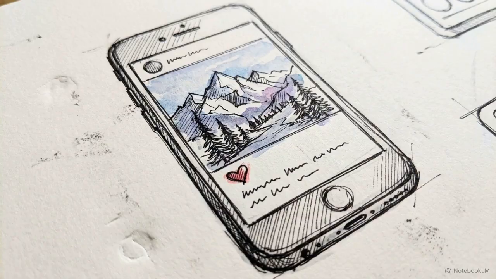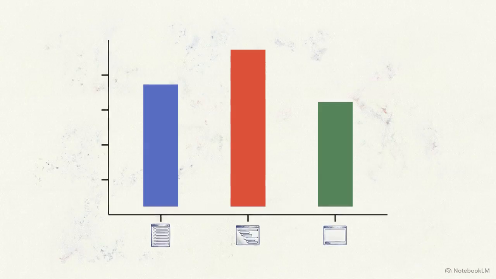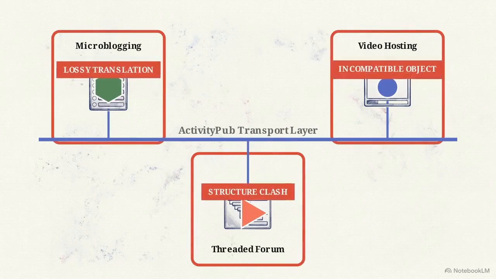A Pixelfed image, a Bookwyrm review, and a Lemmy forum post distribute data differently. They cannot be analyzed using the same node metrics. The Fediverse is an illusion. It is a collision of incompatible software ecosystems temporarily sharing a transport protocol.